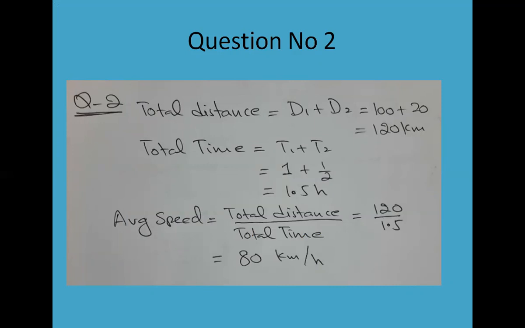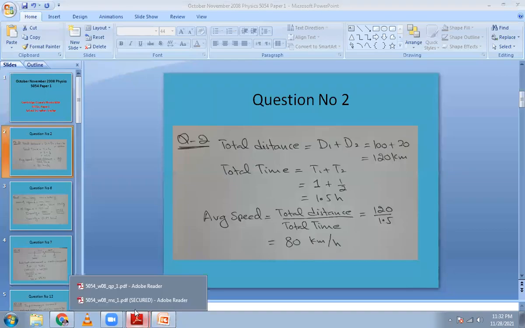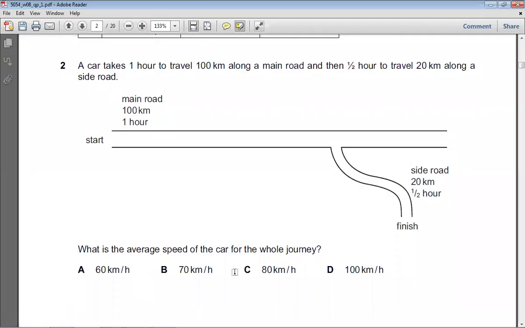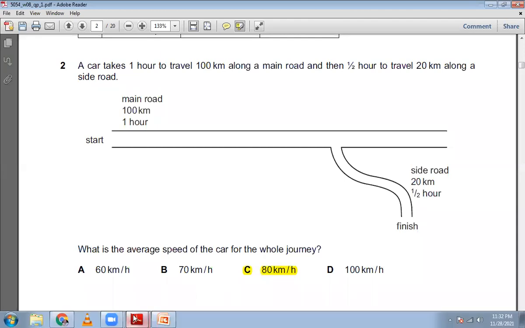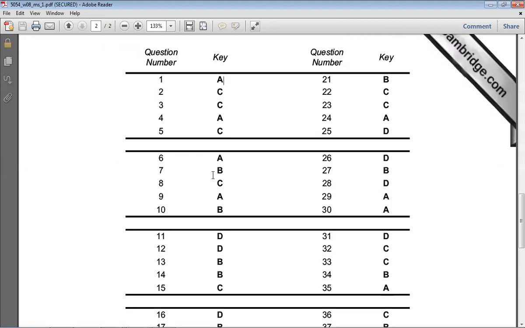per hour. So we think that the average speed is 80 kilometer per hour. So let's check. Do we have that option there? Yeah, C is the option. So we think question number 2, C is the option, sir.